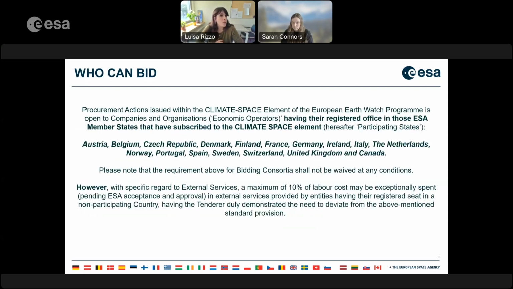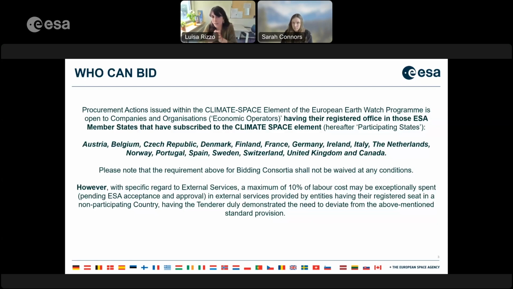Okay, let's start with the eligibility criteria. As I said, this presentation is focused on the climate space element. The climate space element of the European FPORT program is one of the so-called optional programs of ESA. This means that these programs are not mandatory. So only some of the ESA member states participate in these programs, and that's the reason why we have some eligibility criteria tailored on this specific program.